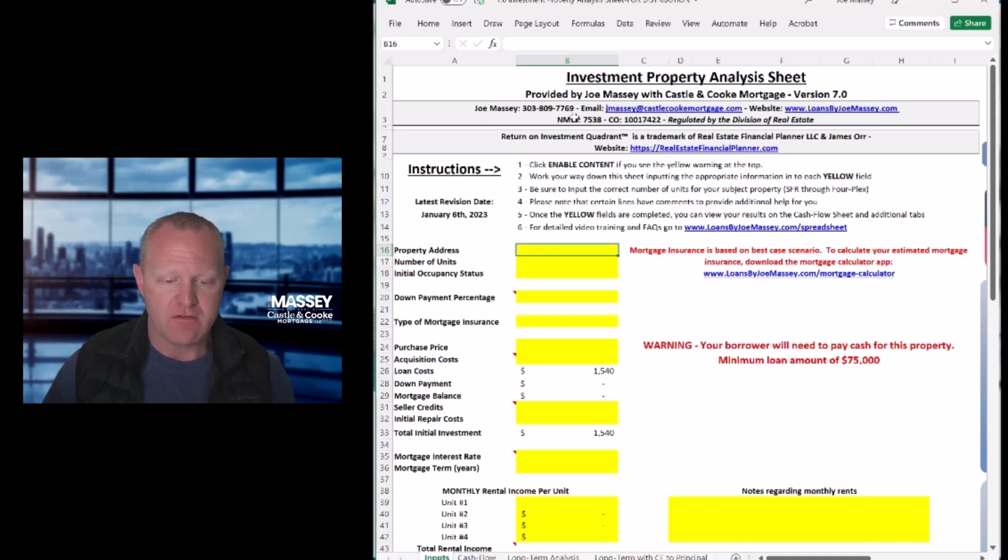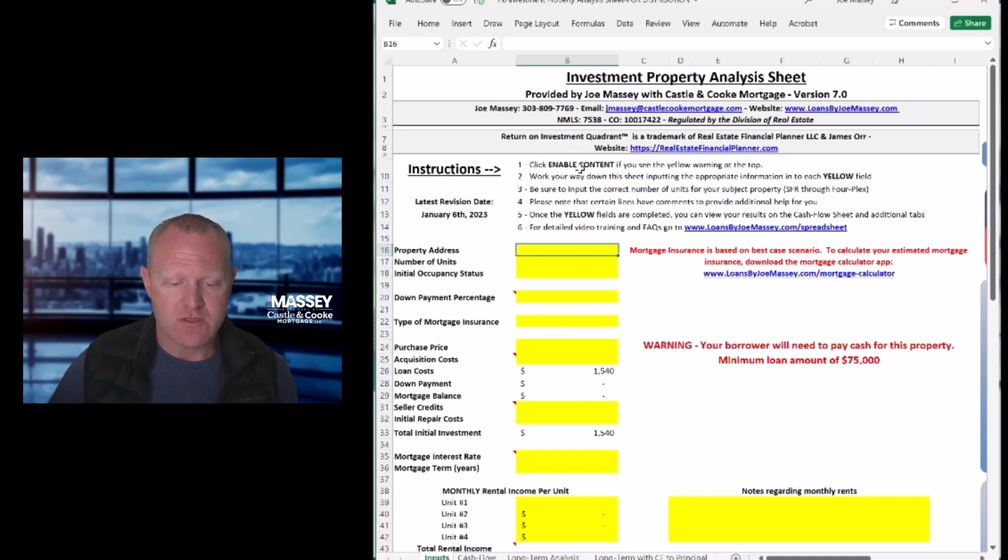The very first couple of things here is all of my contact information. And then one of our partners who's helped us put this together, James Orr with Real Estate Financial Planner. He's actually the person that came up with the return on investment quadrant, which we added to this spreadsheet about 2 years ago. I'll show you a lot of the metrics and how that works. I think you're really going to like the additions that we've got. And a big thank you to James for always being gracious and sharing his information to help us analyze properties.